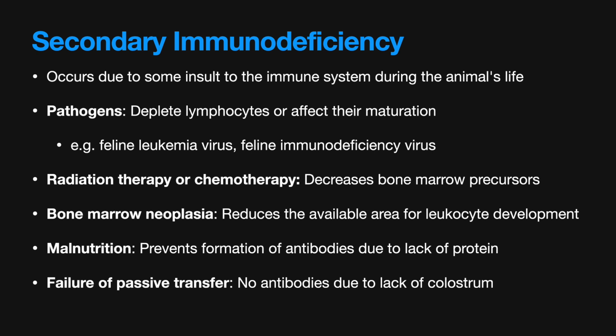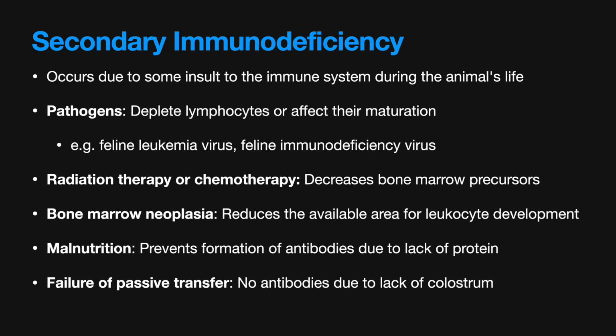Radiation therapy or chemotherapy can also affect the immune system by decreasing bone marrow precursors that are available for leukocyte production. Bone marrow neoplasia can prevent leukocyte development by reducing the available area within the bone marrow for producing lymphocytes, as well as reducing precursors. Malnutrition can prevent formation of antibodies due to the lack of protein within the body, which is one of the main building blocks required to produce antibodies.